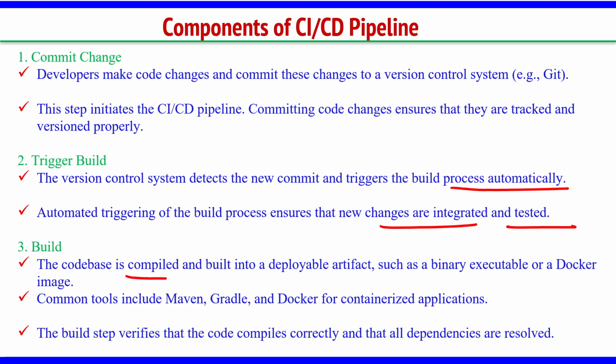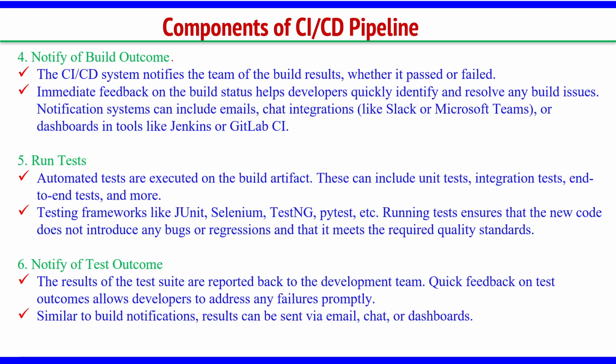The code base is compiled and built into a deployable artifact such as a binary executable or Docker image. We may use some tools for this. If there are some conflicts, they are resolved. If the build has failed, the developer will be notified and will make the changes. Then notify the build outcome. The CI/CD system notifies the team of the build results, whether it has passed or failed. Immediate feedback on the build status helps developers quickly identify and resolve any build issues.